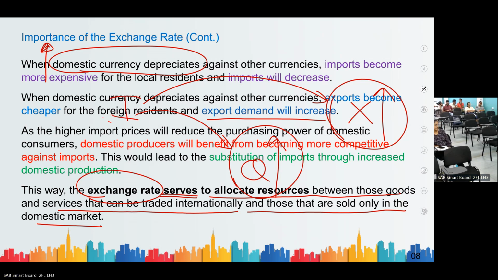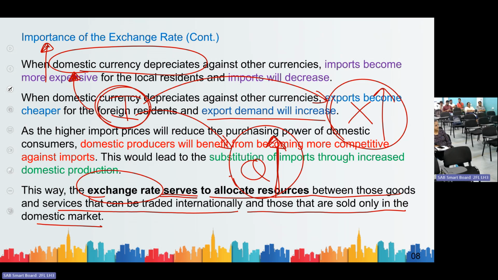So investors will invest in local industries and also export-oriented industries because both industries have higher demand. Investors receive that signal from foreign currency depreciation. Likewise, domestic currency appreciations and depreciations will provide signals to investors, and investors will follow those signals and allocate resources to industries according to those signals.